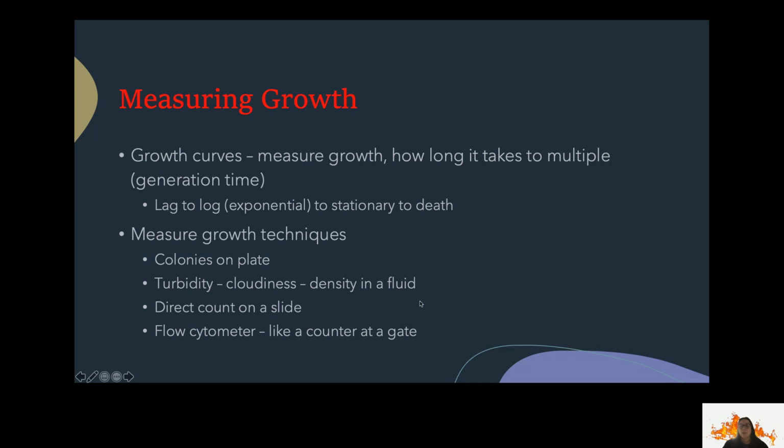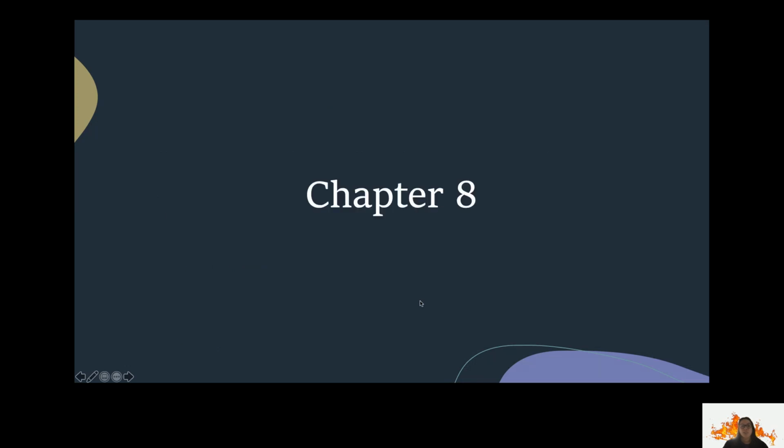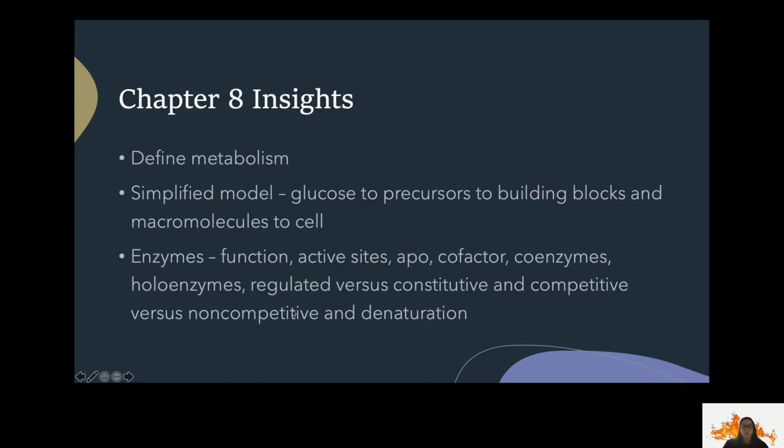All right, guys, this completes chapter 7, which just leaves us to look into chapter 8 itself. And chapter 8 is definitely one of the more challenging chapters, so we'll start by doing some chapter insights. If you will recall, this chapter is the metabolism chapter. So in the beginning, we took some time to define metabolism. We addressed a very simplified model. It looked like a Nike swoosh, and we'll show you that in a moment.